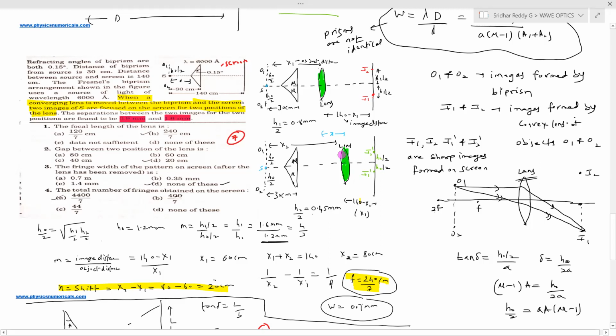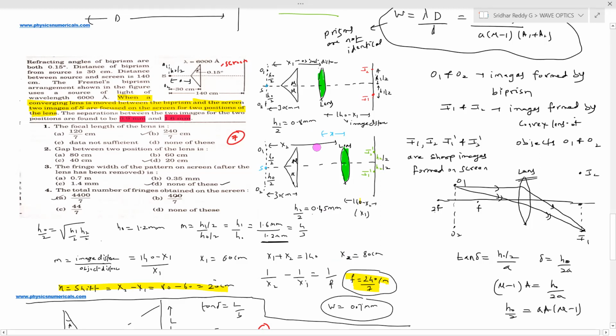And we know from the focal length by shift method, x1 plus x2 should be 140. Am I right? Or 140 minus x1 should be equal to x2. Focal length by shift method: U1 should be equal to V2, V2 should be equal to U1. So from that particular formula, now x1 plus x2 should be equal to 140. We know x1, I'll get the x2.